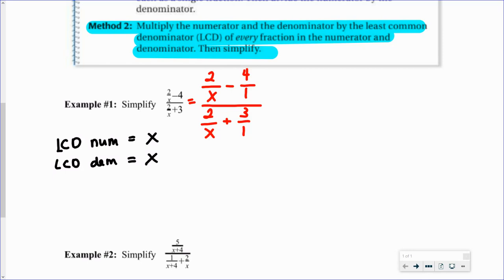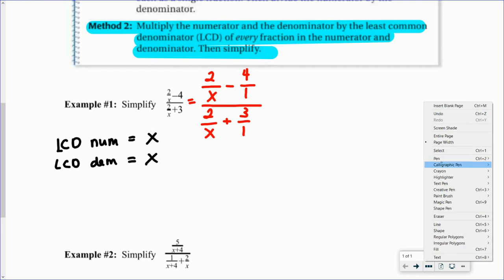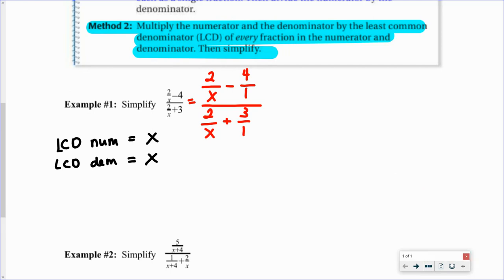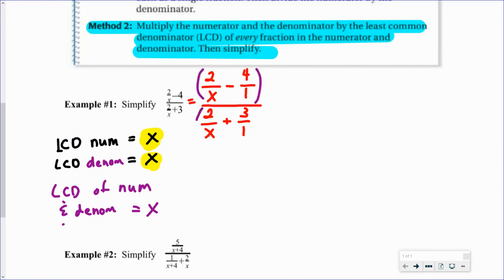So if we look, the only factor that we see in the numerator and denominator is x. So the LCD for the numerator and denominator in this case is going to be just x. So all we have to do here to simplify this is to multiply the numerator and denominator by x.